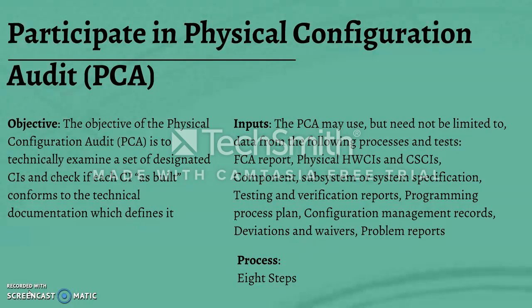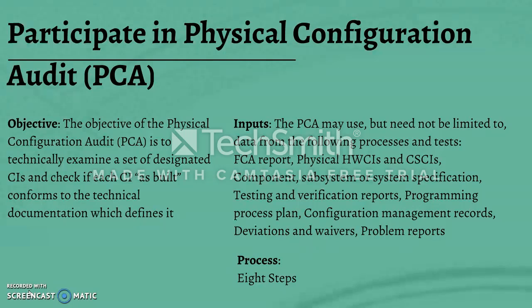There is a simple 8-step process that helps the user to emulate this process, which are: Step 1. Gather relevant PCA data and documents. Step 2. Review FCA reports and verify incorporation of actions, items, and findings. Step 3. Review the system and its specification to ensure that the requirements implemented in the design match the specification, and the specification matches the actual HWCIs.